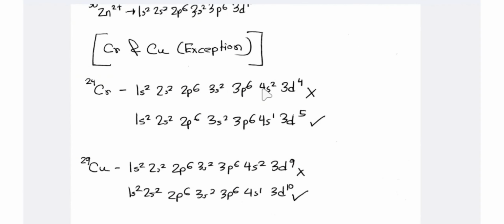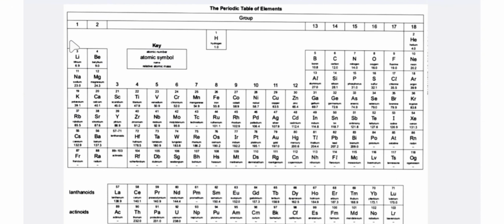So you need to remember the variation for chromium. Instead of writing 4s2 and 3d4, we write this as 4s1 and 3d5. Chromium is in period 4, so instead of writing 4, we separate the value by 1, that is 3. Then it is the first, second, third, fourth.